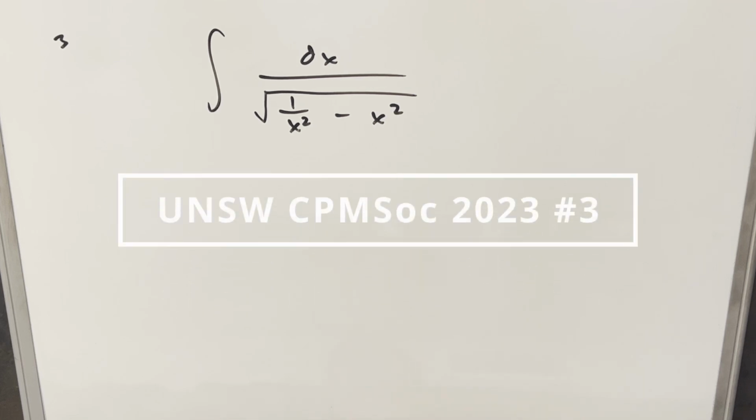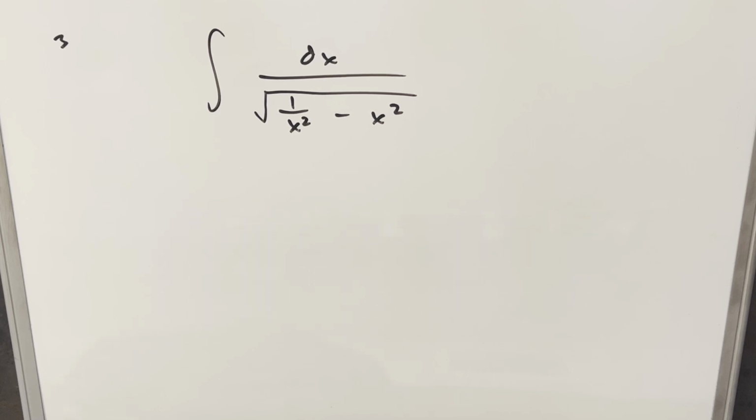Okay, we have here another interesting integral from the UNSW Integration Bee 2023, problem 3. We have the integral of 1 over the square root of 1 over x squared minus x squared dx.